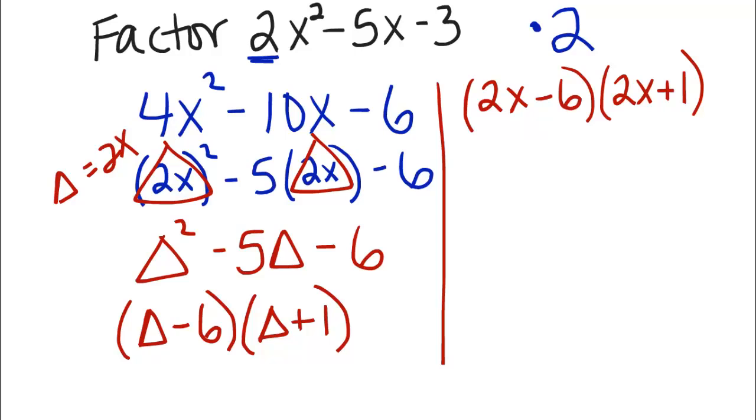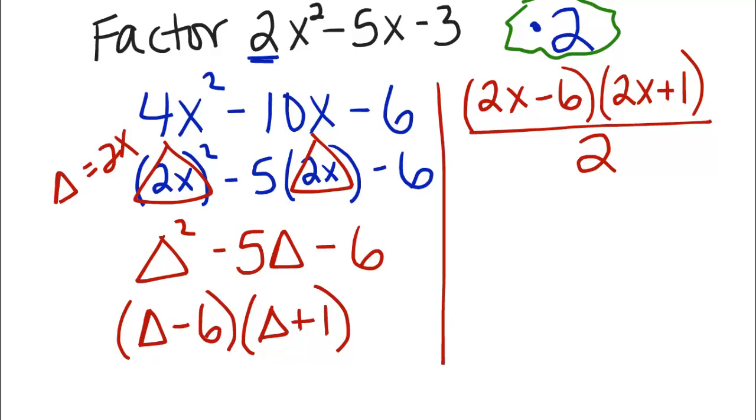That's not right. We needed 2x squared minus 5x minus 3. Don't forget that we multiplied by 2 at the beginning. We can't forget that we did that, because now we have to undo that by dividing by 2. So we can't just multiply by 2 and call it a day. We have to now undo that multiply by 2.